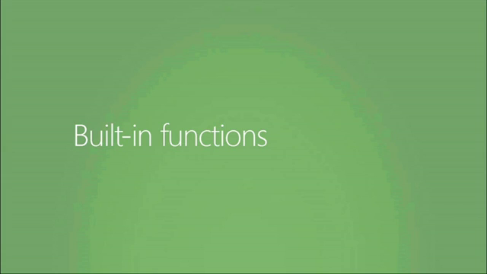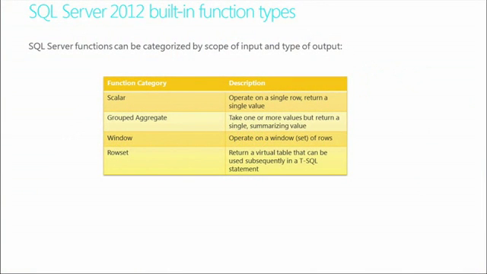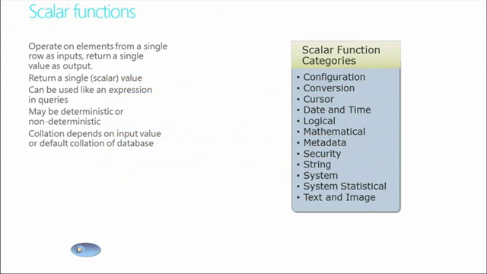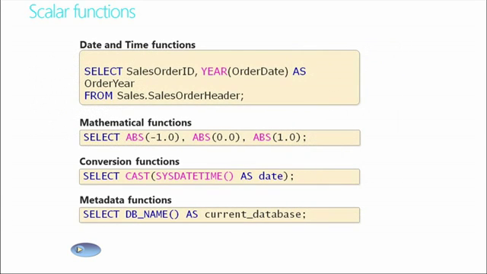All right, we have some built-in functions that we can look at and take advantage of as well. Some of these include the scalar functions, grouped aggregates, windows, and row sets. And these are how we're categorizing them by scope of input and type of output. If we take a look at scalar functions here, we've got configuration, cursor, date and time, security, string, system. And these can be used to perform functions on these types of data.